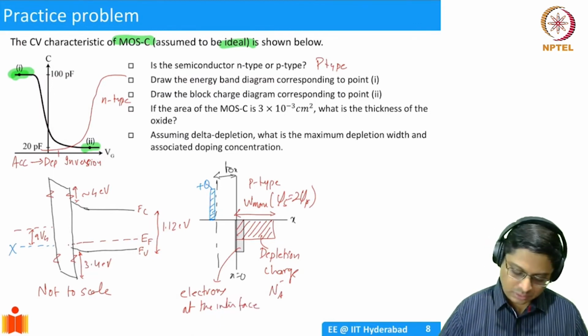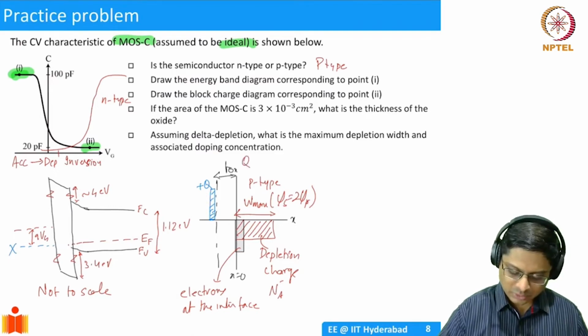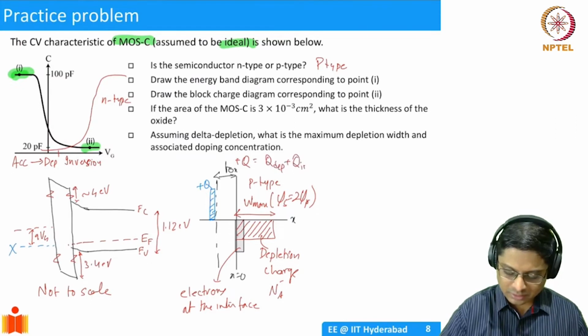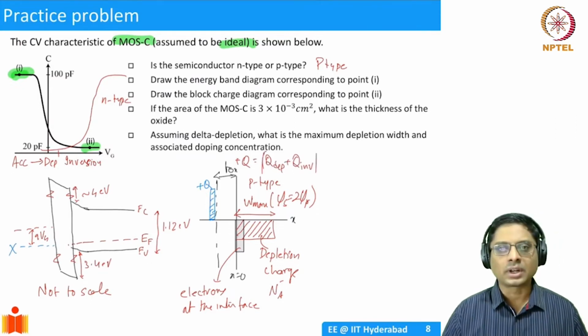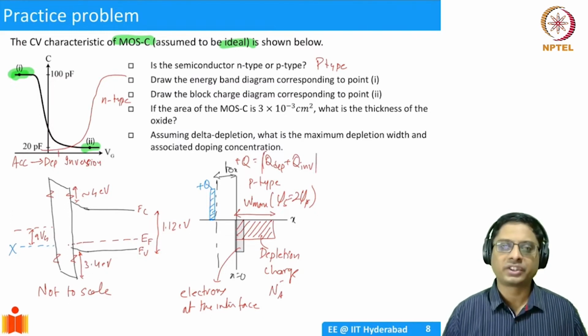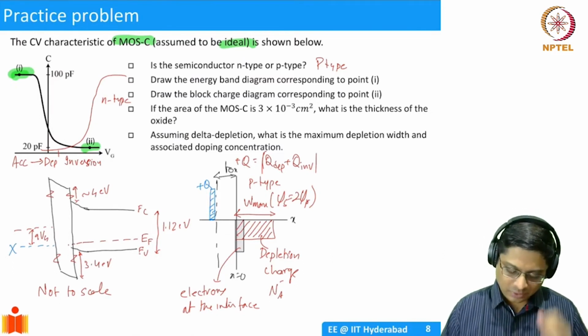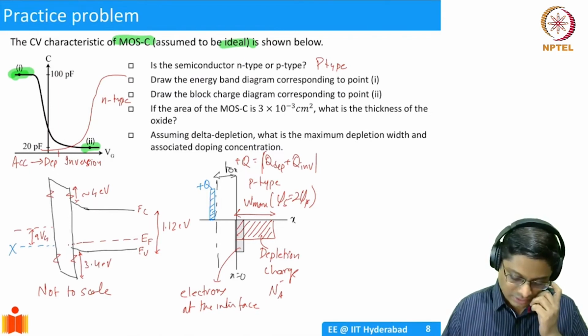So overall, whatever plus Q you have, Q plus Q should be equal to Q depletion plus Q inversion. In terms of magnitude, they should be equal. Both are negative, so sum it up. That should be the charge balance. Always the charge balance has to be maintained. There is no other escape from that. It's one of the fundamental laws of physics. Okay, fine. So this is done.